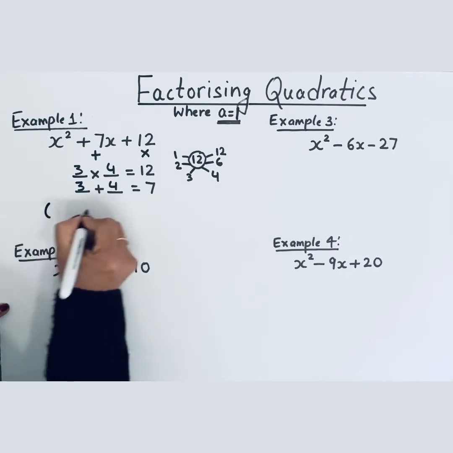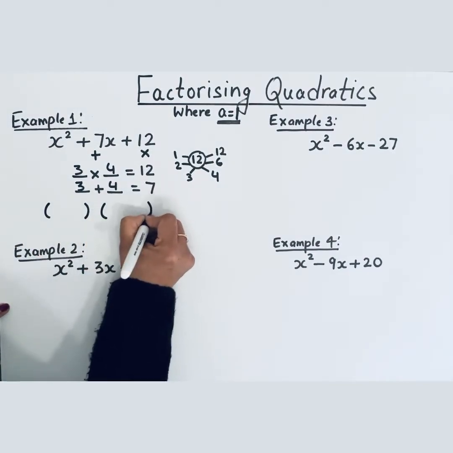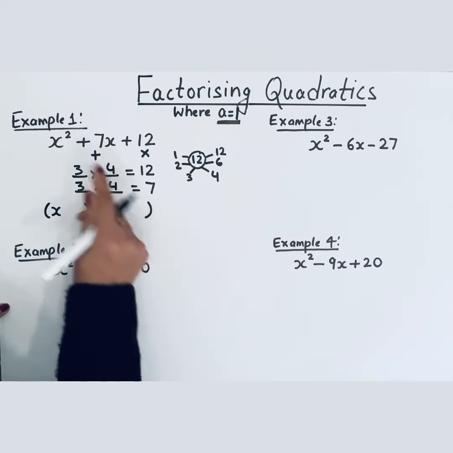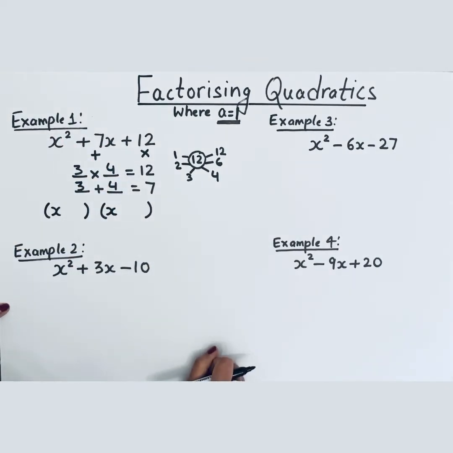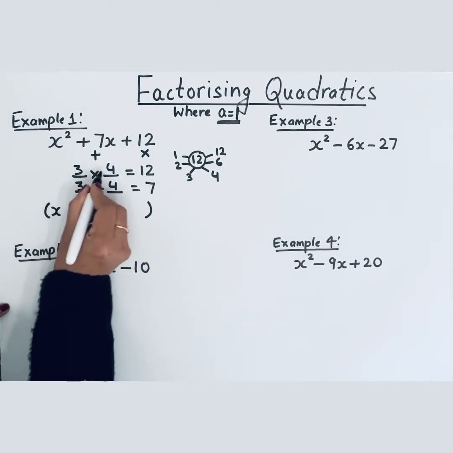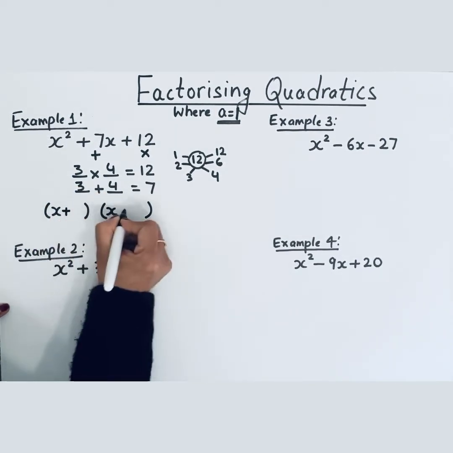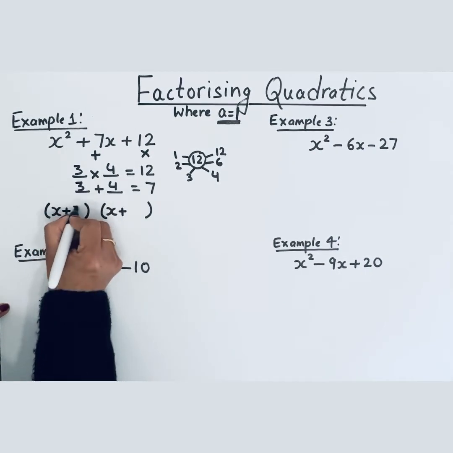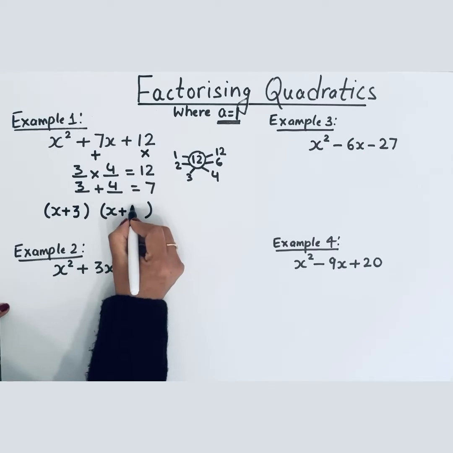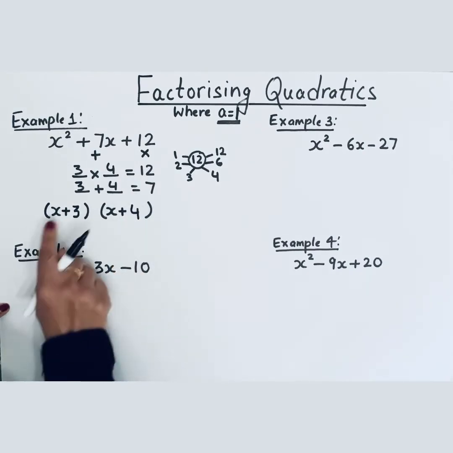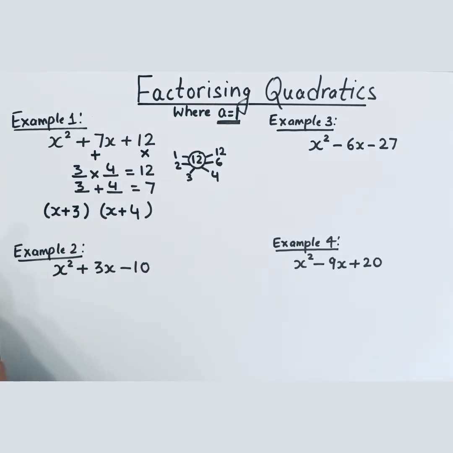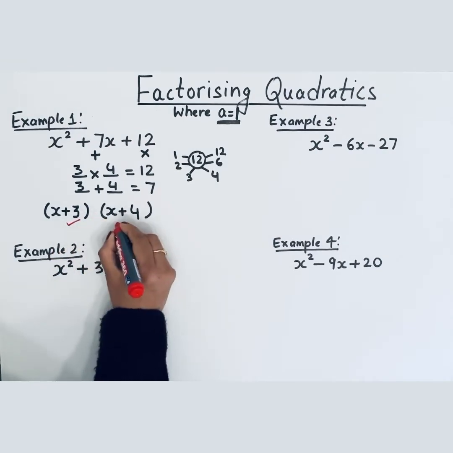Now to write down our final answer, we draw two brackets. In each bracket, we're going to write down x because x is our variable. Then because the numbers are positive, we're going to write down plus in each of our brackets and then write down the numbers. The 3, so let's write down 3. The other number is 4, so we're going to write down 4. And that is our answer, these two brackets. X plus 3 and x plus 4. In exam, we get 1 mark for each correct bracket.